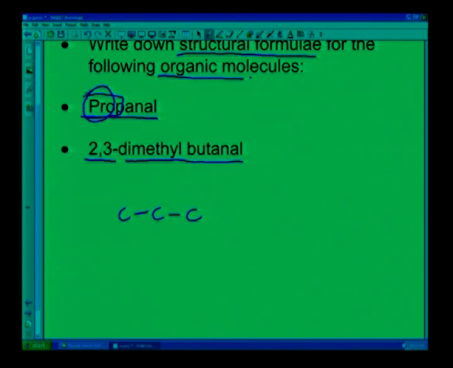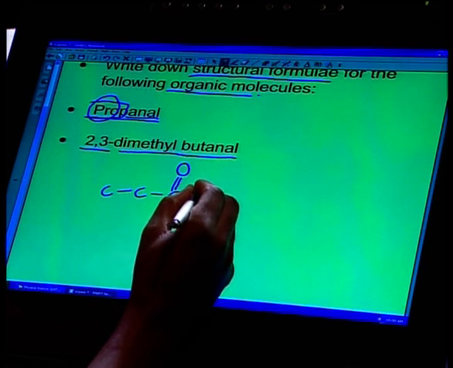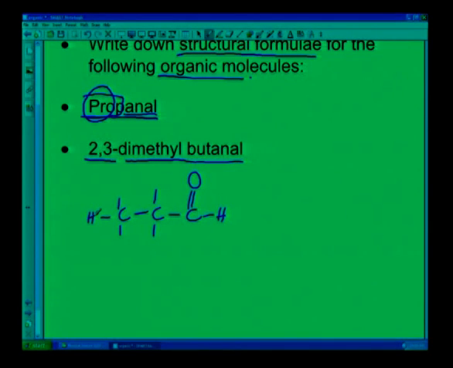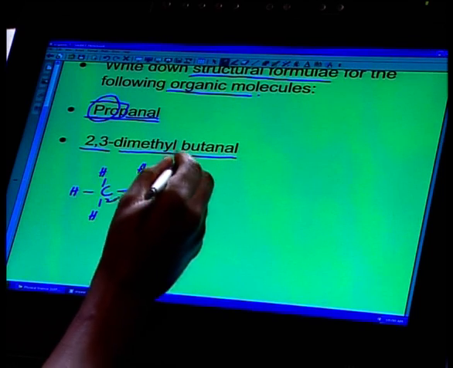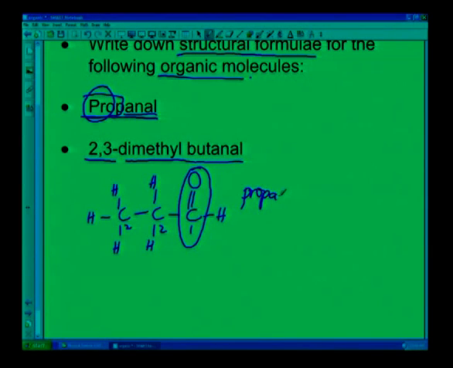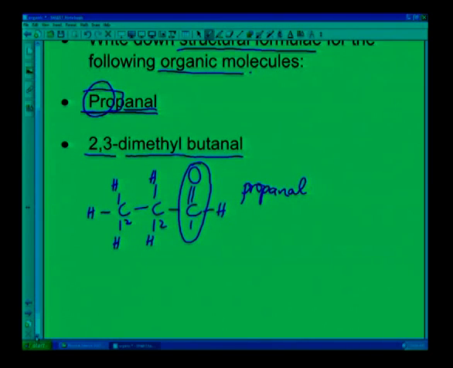Now, propanal would mean that one carbon is attached with a double bond to an oxygen. That's a carbonyl group. And a hydrogen atom like that. And in that case, we've got propanal. Using the IUPAC name, you can say that this is 1-propanal, because that is where the carbon atom attached to the carbonyl group is. This one here, the first one. So this is propanal. Easy, straightforward. Now, let's look at the second one.